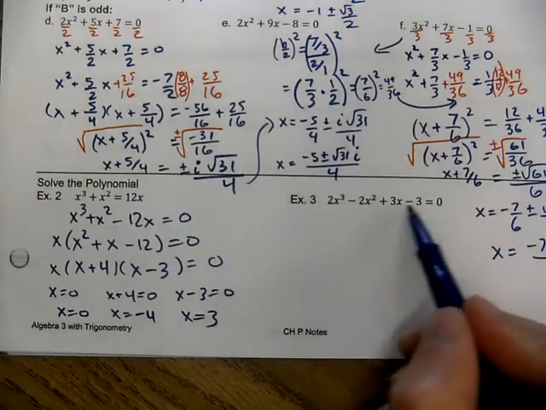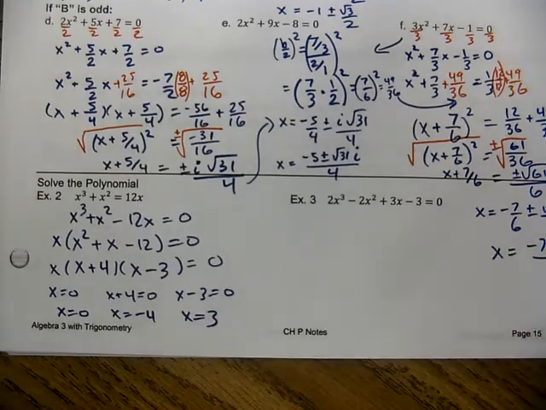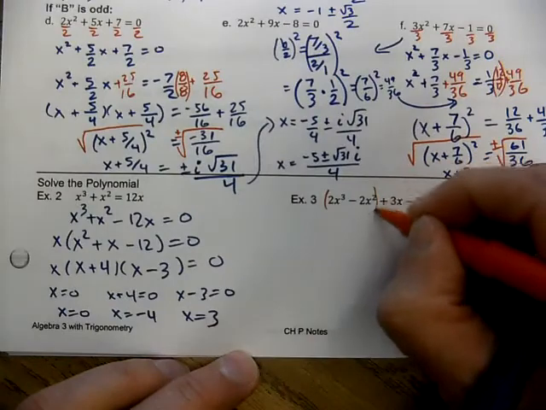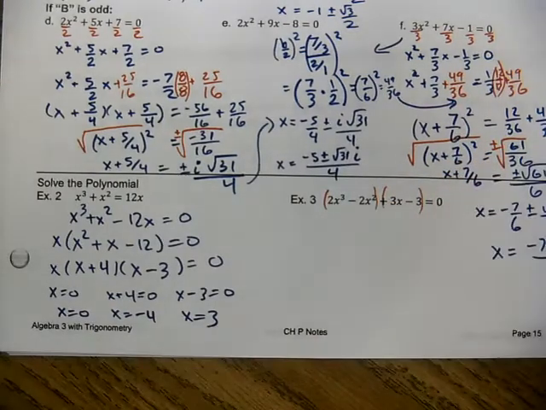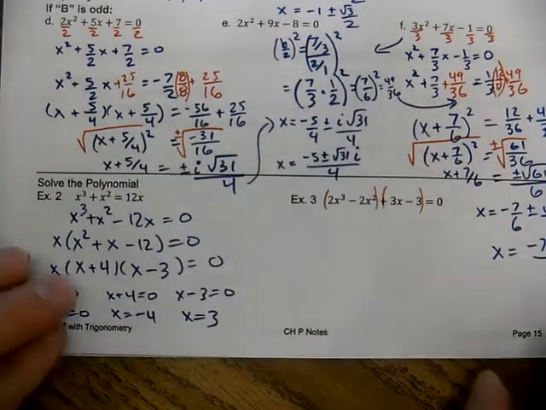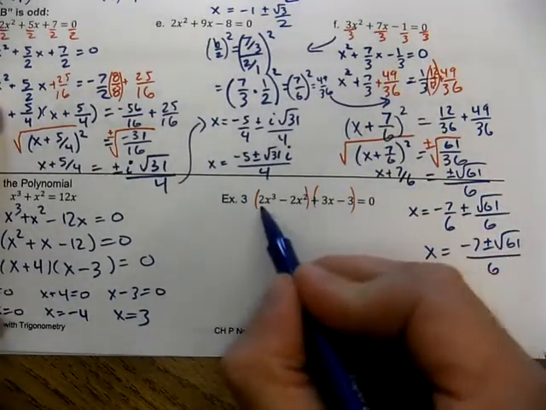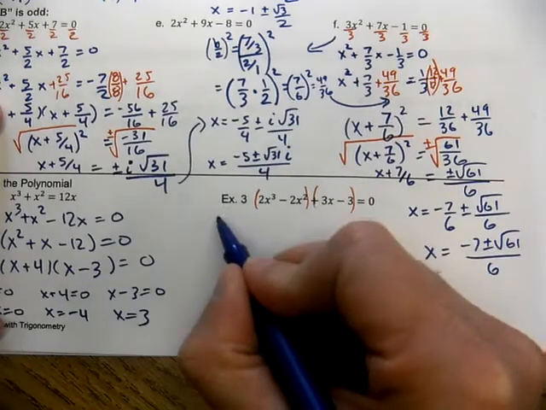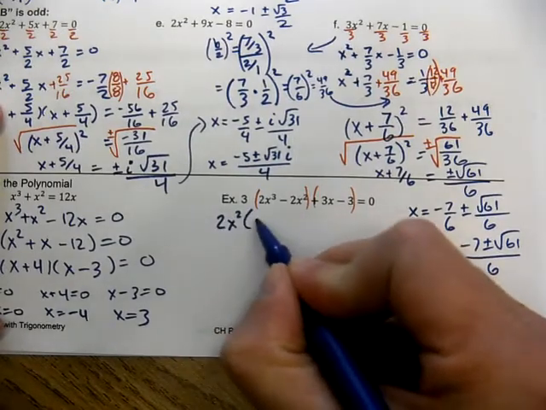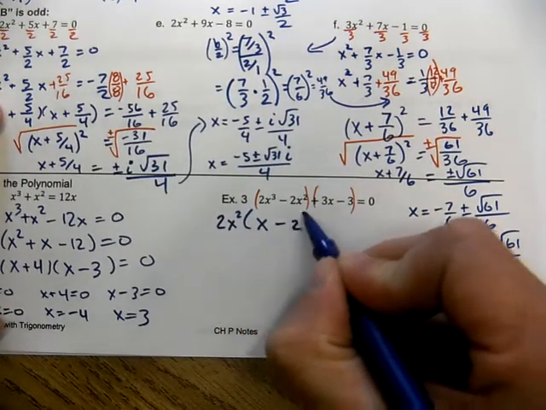Remember that when you have 4 terms, we want to factor by grouping. So we're going to pair up the first 2 terms and the last 2 terms and extract the common factor of each. So out of the first 2 terms, I can factor out a 2x squared, and there's an x minus 2.